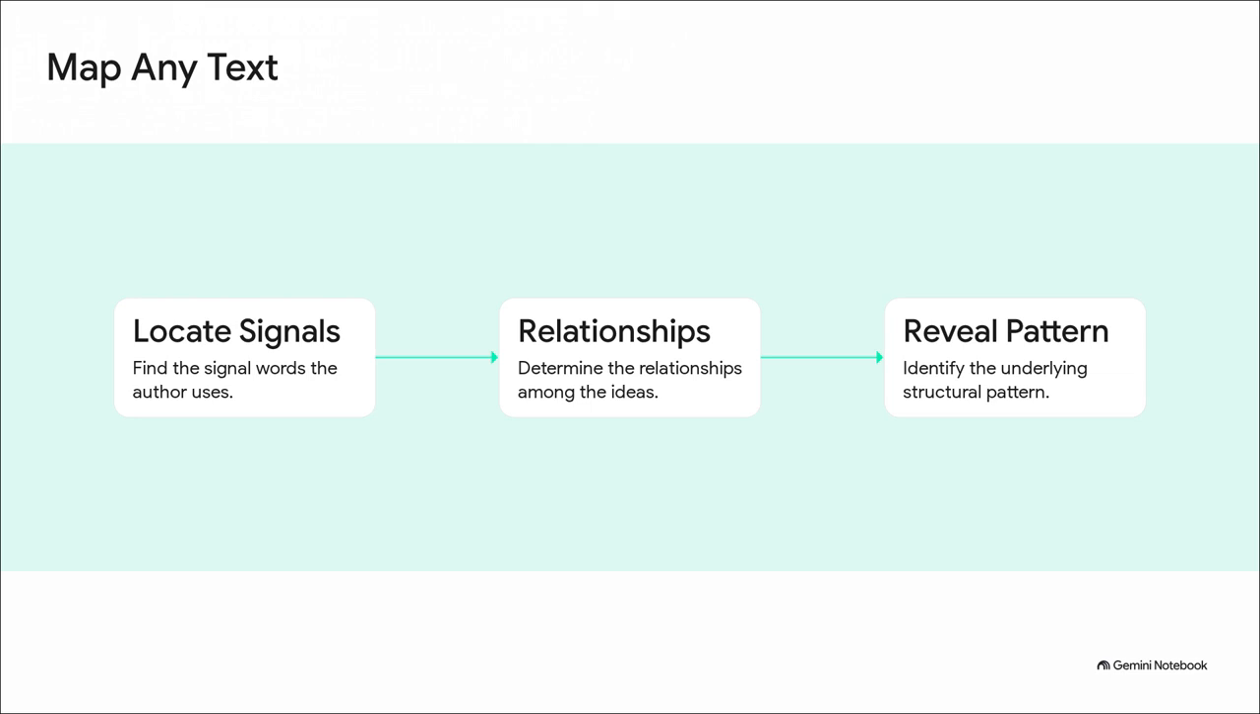Well, by following a simple 3-step process, you can map out any text. Step 1, locate those signal words we just talked about. Step 2, use those words to determine the actual relationships among the ideas. Ask yourself, are the ideas contrasting with one another? Is one idea the direct result of another? Once you know exactly how the ideas relate, you easily arrive at step 3, reveal the structural pattern. This sequence literally works every single time. It takes the guesswork completely out of reading and replaces it with solid analytical evidence.